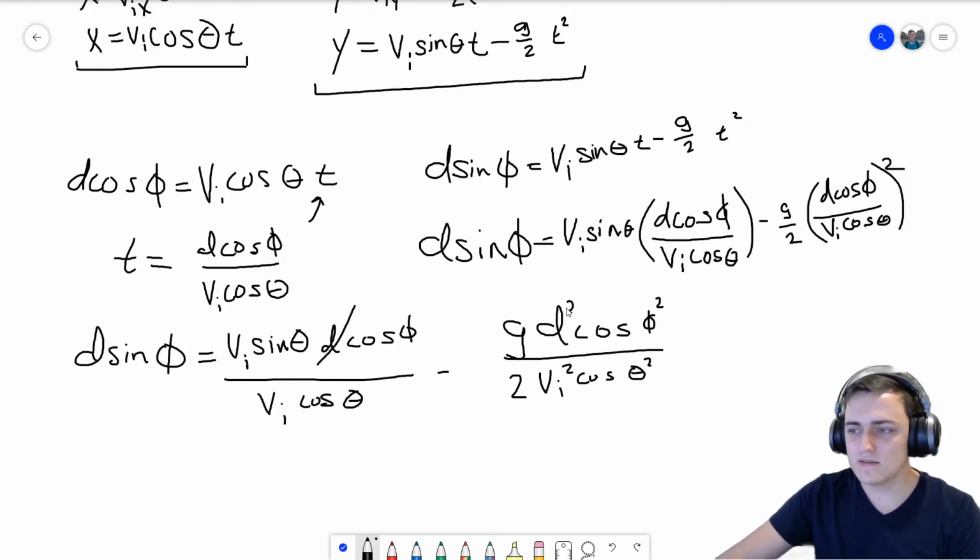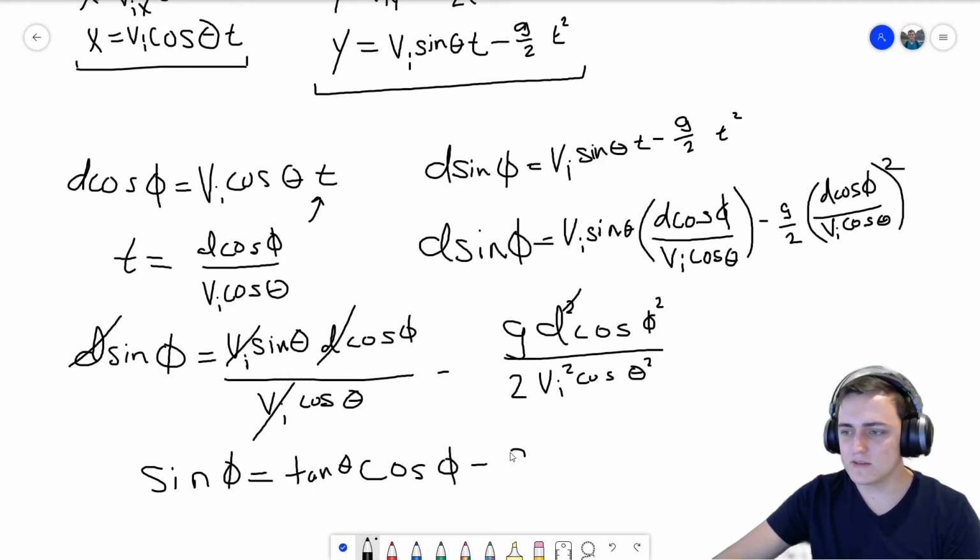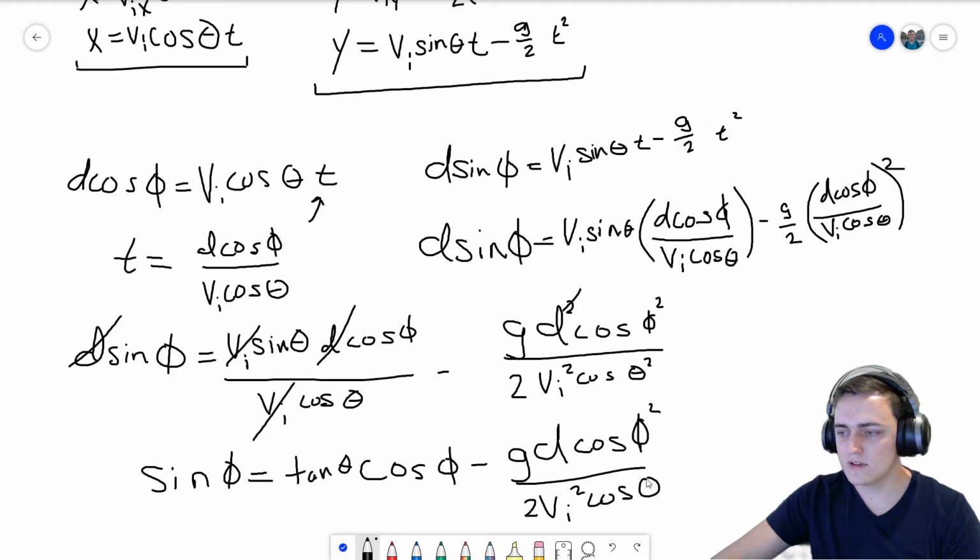Now we see we have a d in each term. We have the initial canceling out. And so we have sine b equals, well, this is just tangent. Sine over cosine is tangent. We have to make sure that the angles are the same. We can't combine a phi and a theta. The angles must match. This is multiplied by cosine phi. And then we have minus g d cosine b squared over 2 vi squared cosine theta squared.